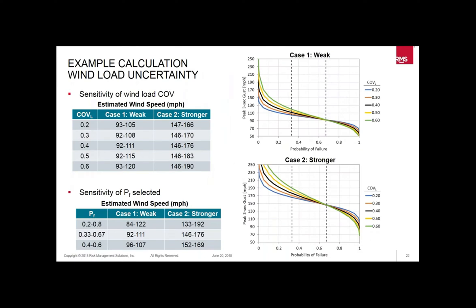So I wanted to just show a little bit of the sensitivity of a couple of these variables here. The top plot is for the weak case, for the 6-penny nails, and the bottom plot is for the stronger nails. This is looking at varying the coefficient of variation of the wind load.